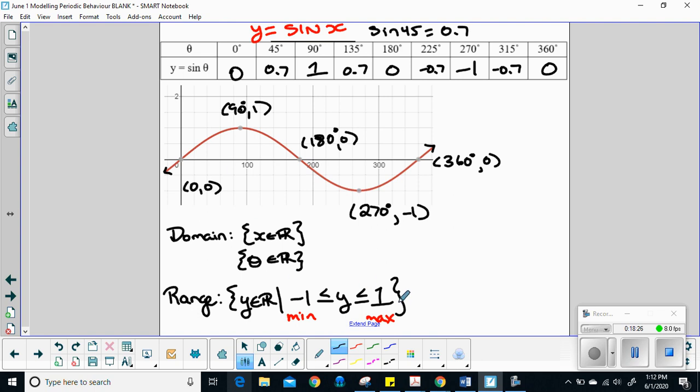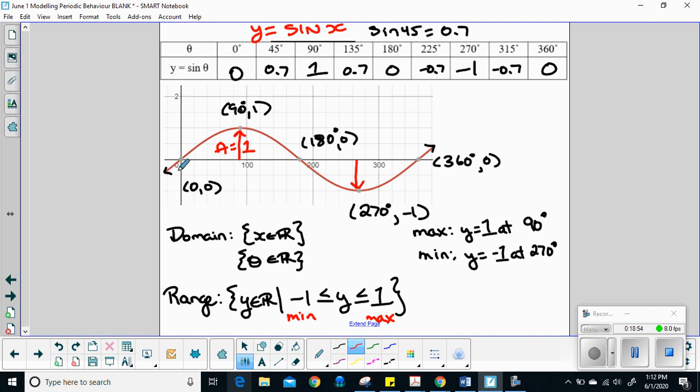What else did we want? Our maximum value, oh, we just said that. So y equals +1 at 90 degrees. And we reach a minimum value, so y is equal to -1 at 270 degrees. Our amplitude, so the distance from the x-axis to there is 1. Distance from the x-axis to there is 1, so our amplitude is 1. And our axis of equilibrium, right? We're going around the x-axis. So our axis of equilibrium is our x-axis. Okay, so we're bouncing around it. So that's our midline.